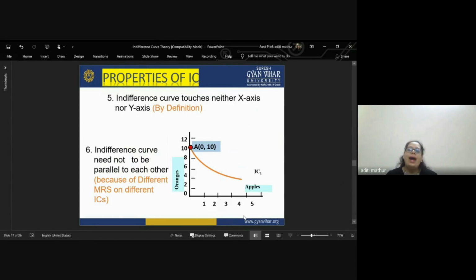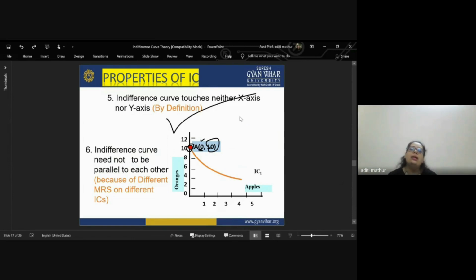So the fifth property of IC is that the indifference curve touches neither the x-axis nor the y-axis. They never touch the x-axis or y-axis. Why so? Because if you are saying that there is a combination of two goods, right? The customer never buys one product. They always buy more than one, in combination. So if it touches your y-axis, that means the commodity one is 0 units, that means he's purchasing only one commodity. So by definition, your IC never touches the x-axis or y-axis. They are always in between.